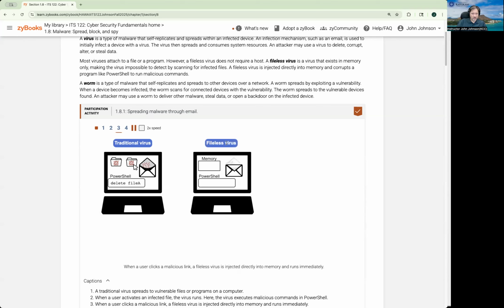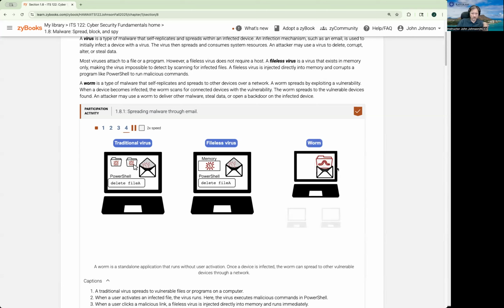Then we've got the fileless virus, and that's going to be the same way. You're going to open up an attachment or something in an email. It's going to go into memory instead of going out here, like over here, to attach to files. It's just going to run in memory. And then from memory, it's going to do things like delete these files. It'll call up a PowerShell or something. But again, it doesn't have to be PowerShell.